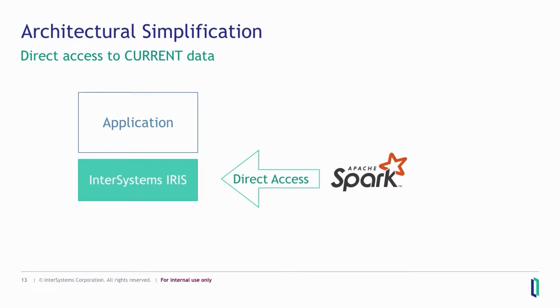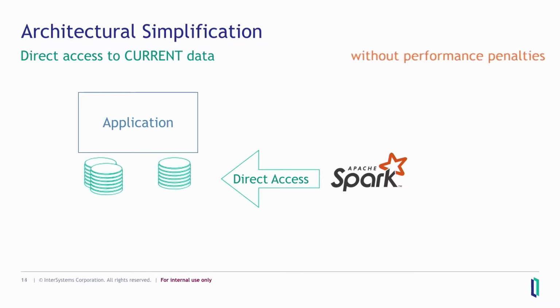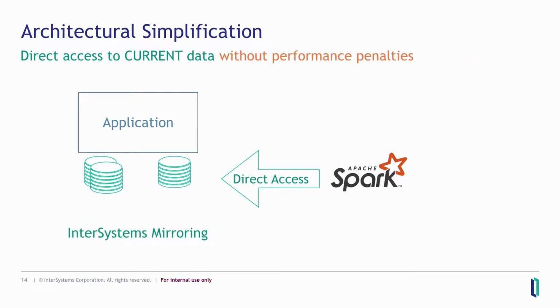And Spark can connect directly to IRIS. And it can connect to your mirror backup machine. So while the primary machine is working with the transactional application of yours, Spark is reading data from the backup.